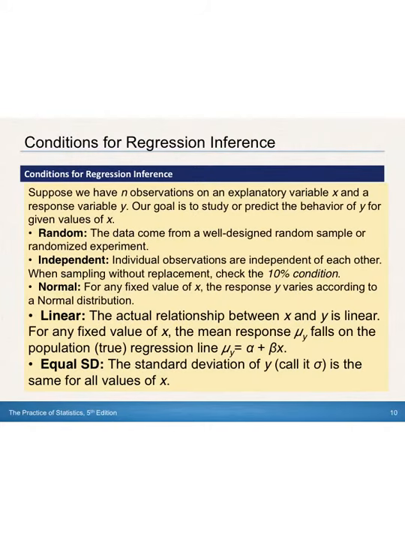Just like regular, our data has to come from a well-designed random sample. We have to check the 10% condition only if we're sampling without replacement. If we're dealing with an experiment, we don't have to check the 10%. And normal, there's a couple that we're going to be looking at, either a histogram or a normal probability plot to check to make sure that the y value is according to a normal distribution.